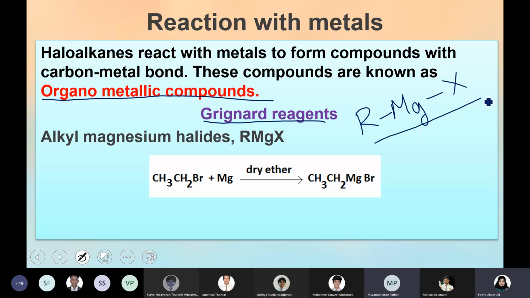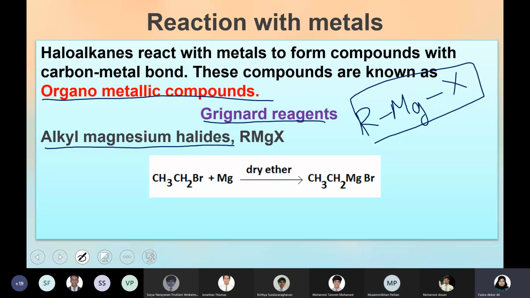Ma'am, Grignard reagents will have a carbon on the left side, magnesium in the middle, and on the other side will be your halide, any halide, right? Yeah, that is why it is known as alkyl magnesium halide.